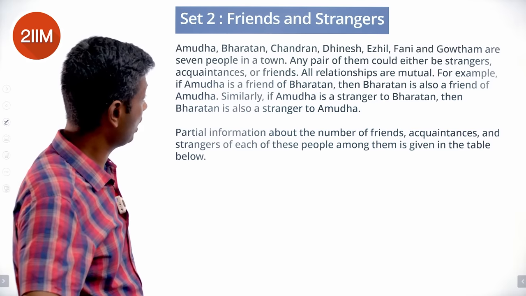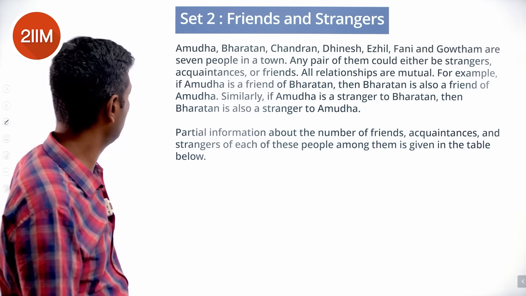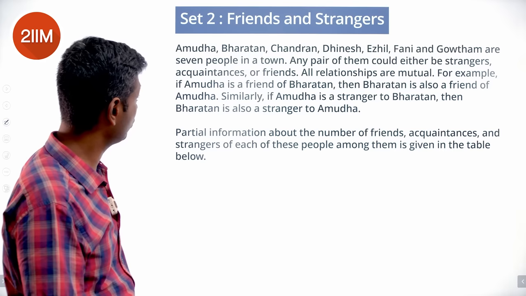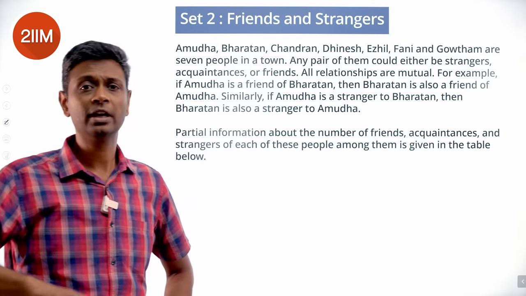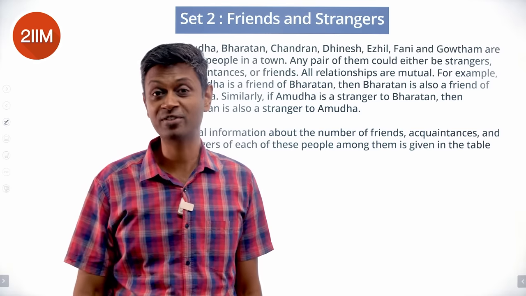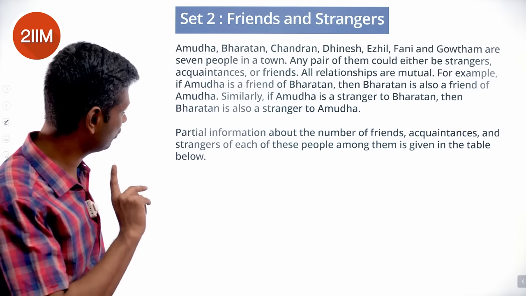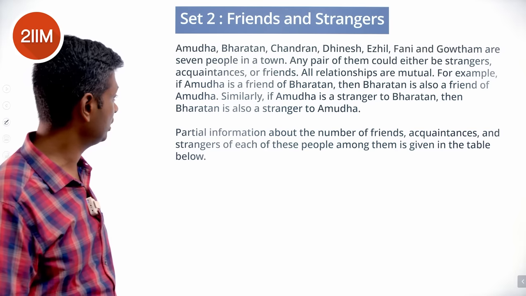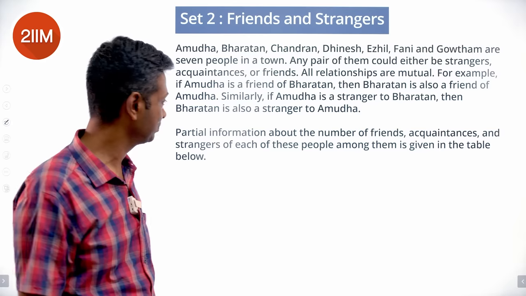Amudha, Bharatan, Chandran, Dhinesh, Ezhil, Fani and Gowtham. That is A, B, C, D, E, F, and G. Seven people in a town. Any pair of them could either be strangers, acquaintances, or friends. All relationships are mutual. So if A and B are friends, A is B's friend, B is A's friend. So we don't have an issue where I think I'm his friend, but he doesn't think like that. For example, if Amudha is a friend of Bharatan, then Bharatan is also a friend of Amudha. Similarly, if Amudha is a stranger to Bharatan, then Bharatan is also a stranger to Amudha. So there's no ghosting happening here.